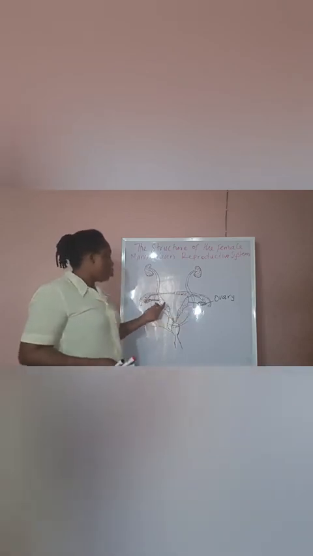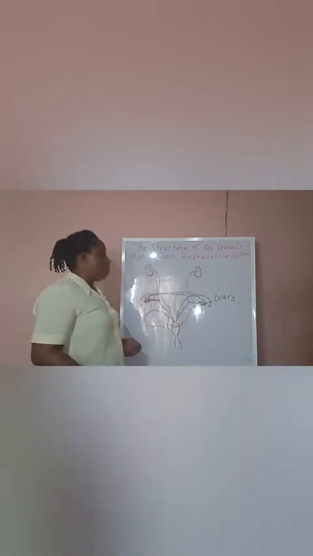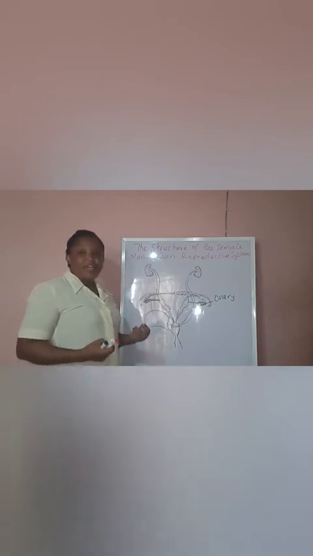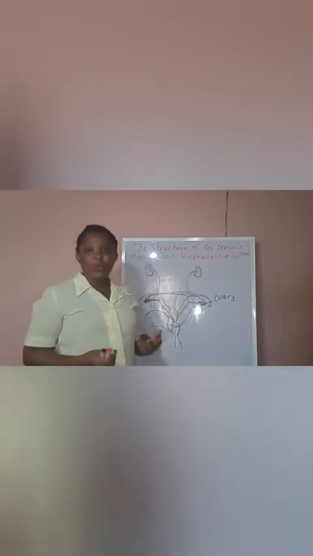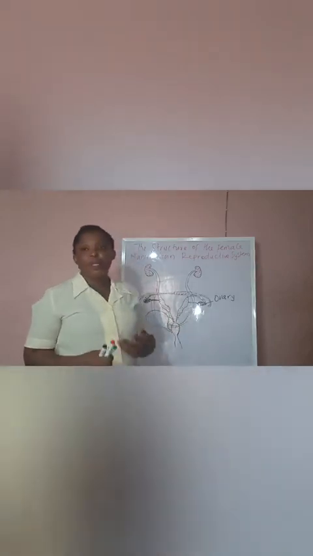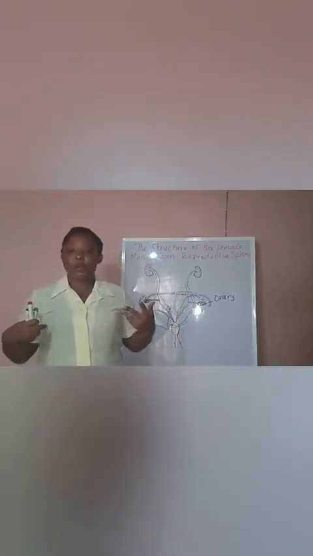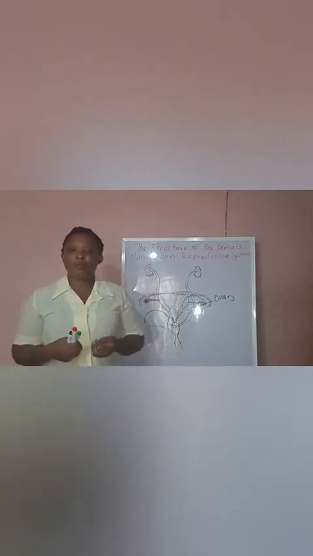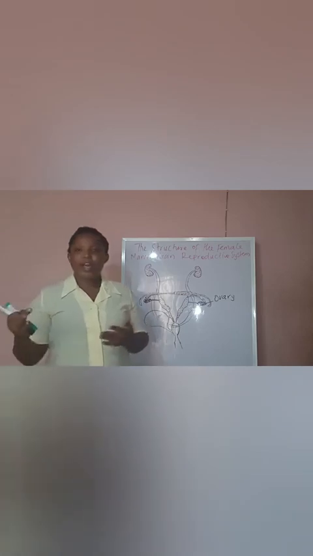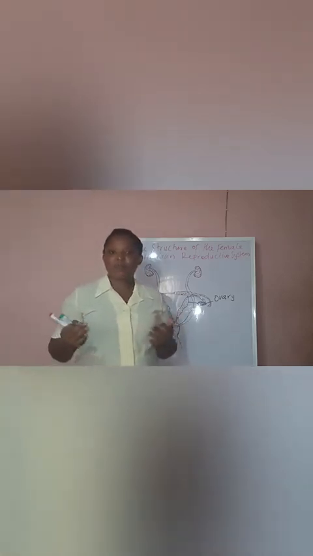So we have two ovaries in the female. So this ovary, they are two, like I've shown you here. They are located at the posterior part of the abdominal cavity, so they lie on either side of the vertebral column.